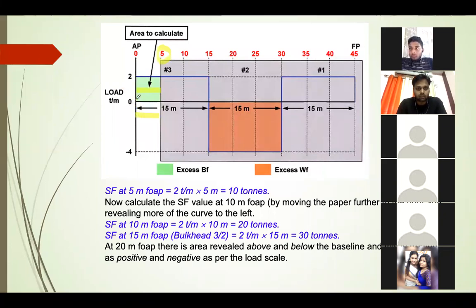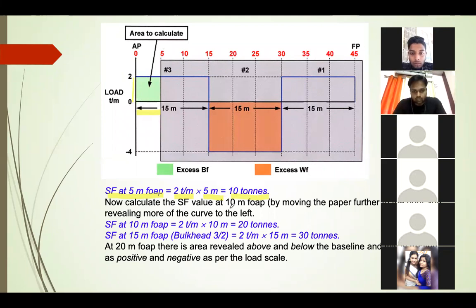So basically we are going to calculate this area. What is this area? The load forward of the perpendicular is 2 tons per meter, and the distance is 5 meters from 0 to 5. So it will be 2 tons per meter into 5 meters, which gives you 10 tons. That is, the shearing force at bulkhead 5, or at 5 meters, is 10 tons.